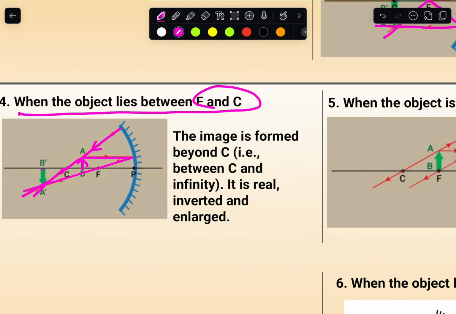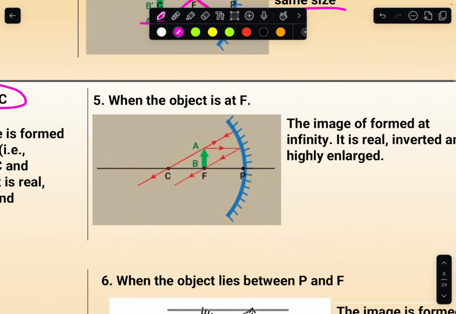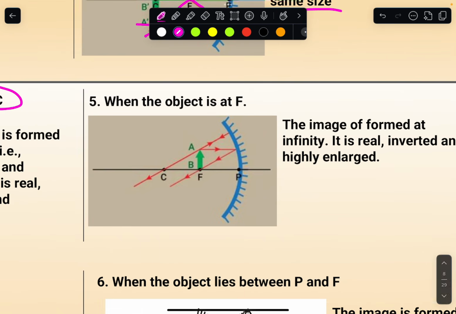If you see the arrow size has been increased, which means the image will be enlarged and the location will be beyond C: a real, inverted, enlarged image, which you have to write in this case. But case number 5, whenever the object is at F, the object at focus, you can see this arrow at focus.